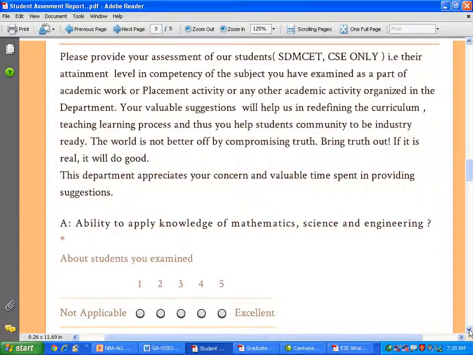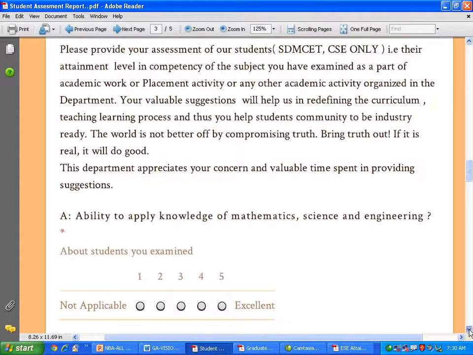Then 1 to 5: 1 is not applicable, since some of the things may not be applicable in that particular test. In that case it's 1. Then 2, 3, 4, 5, where 5 is excellent. This is an abstract way of looking into this.